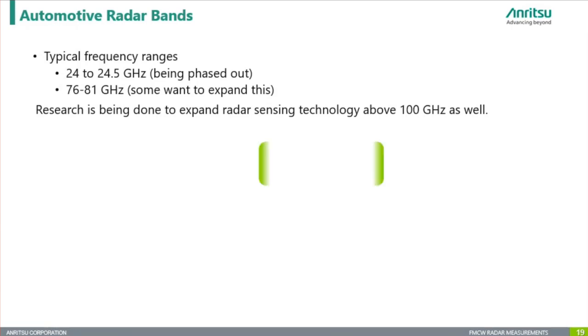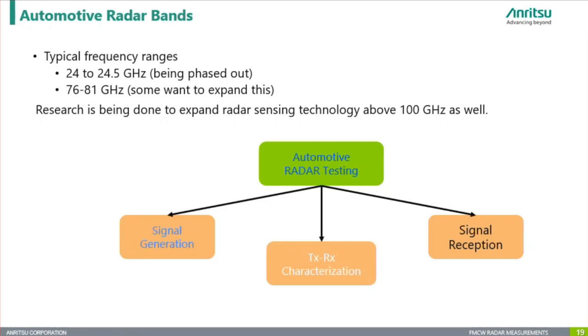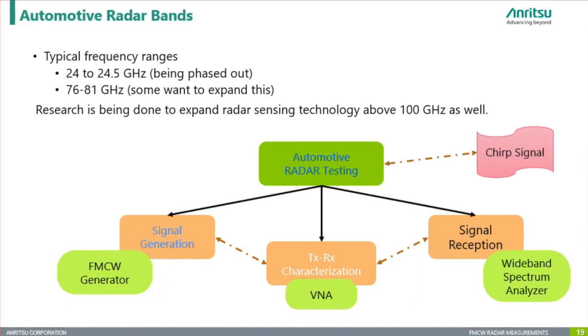Automotive testing encompasses three key aspects: signal generation, signal recognition, and the characterization of both the transmit and receive components, including antenna transceiver modules. Those are typically performed using a signal generator, vector network analyzer, and spectrum analyzer. The chirp signals are at the center of automotive radar testing.